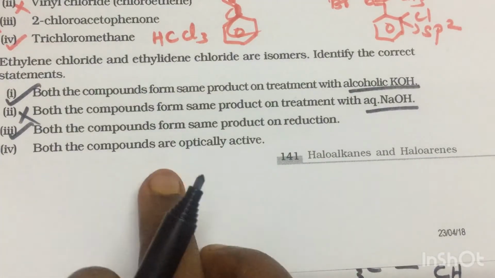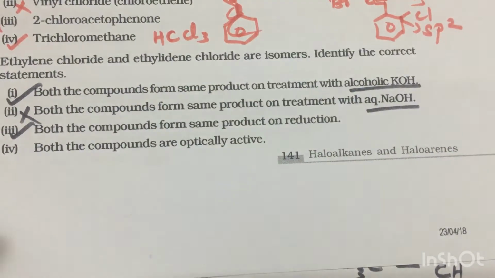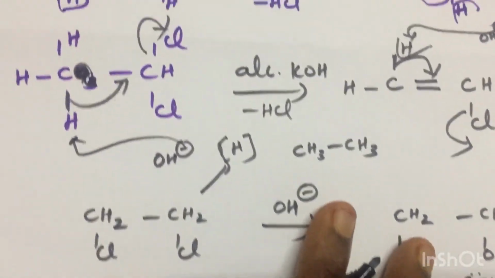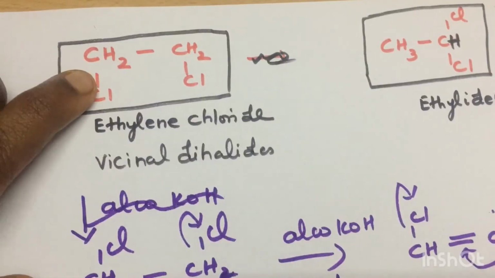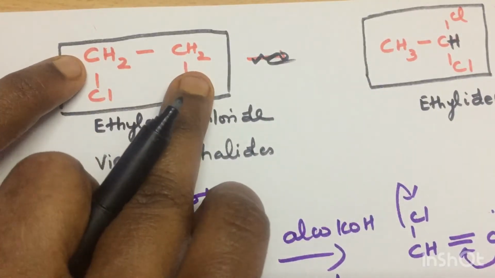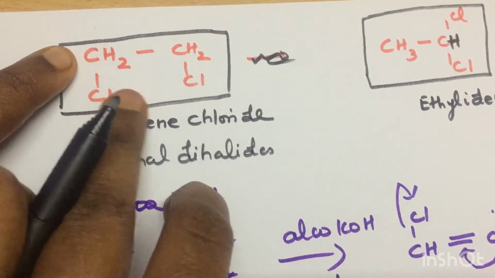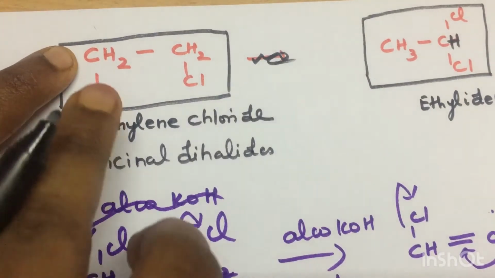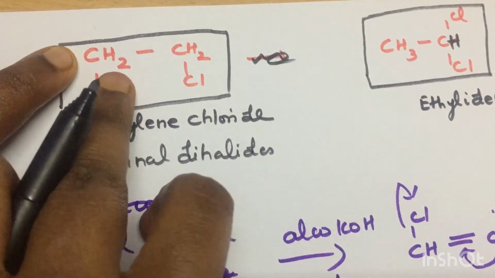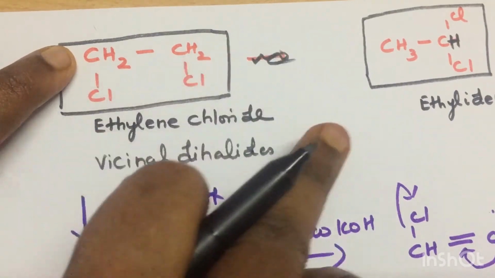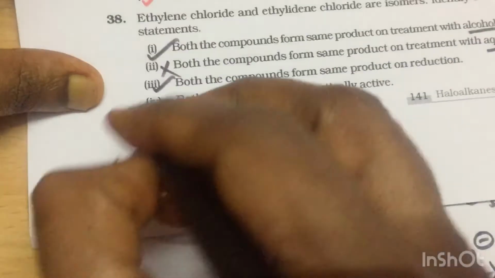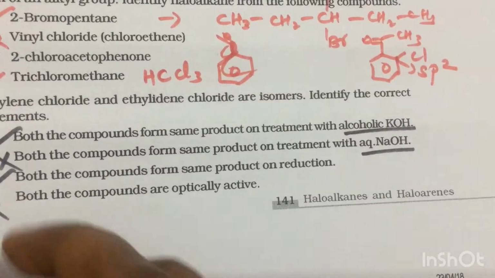Both the compounds are optically active. No, they are not optically active. Are they optically active? Or the carbon atoms are optically active? No. What is the criteria? They must have 4 different groups. They have similar groups. Hydrogen, 2 hydrogen here, 2 hydrogen here, so no way, they are not optically active. Okay, so the first and the third statements are true.